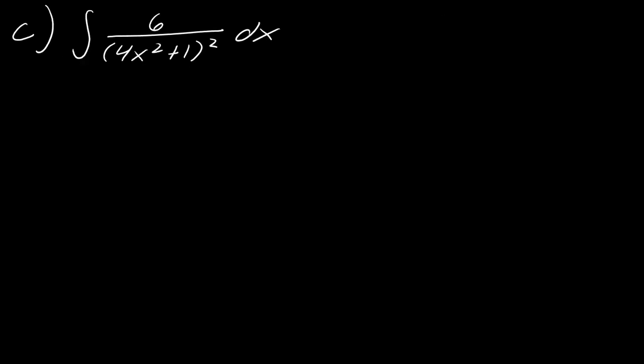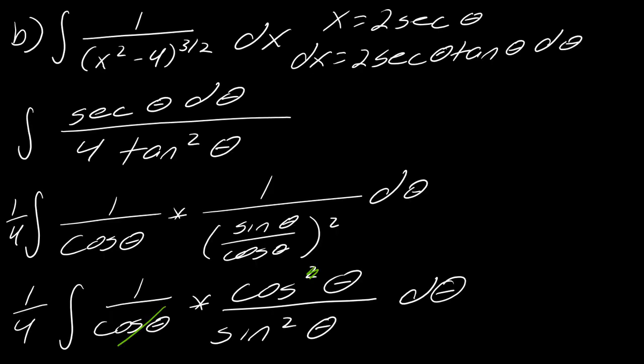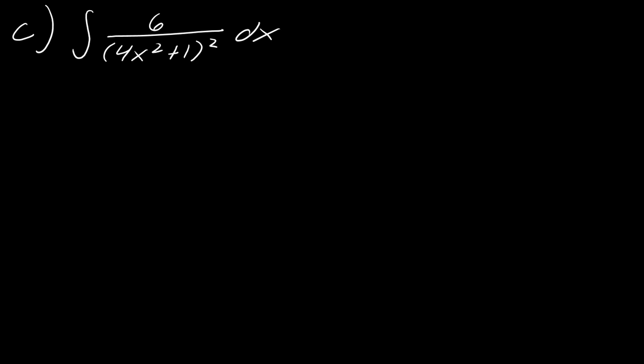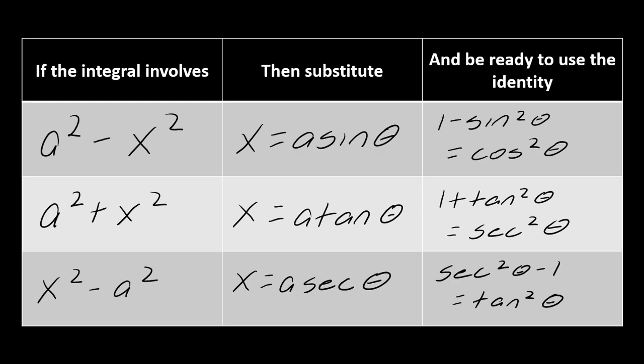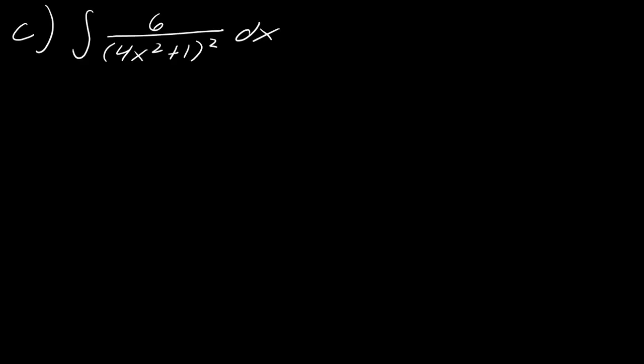And now for the last one. So I've got 6 over 4x squared plus 1 squared. Okay, so in this case, I know I'm going to use my trig substitution, right? So if I refer to this handy dandy chart, I've got something a little different from what I had before. I've got a plus x squared, and I just want you to appreciate that this is 4x squared plus 1.